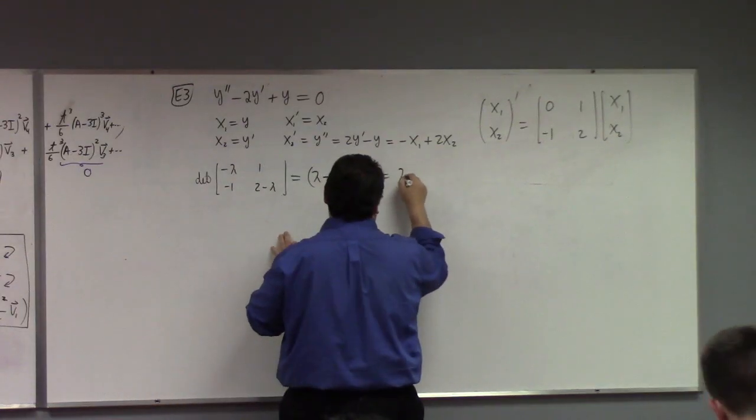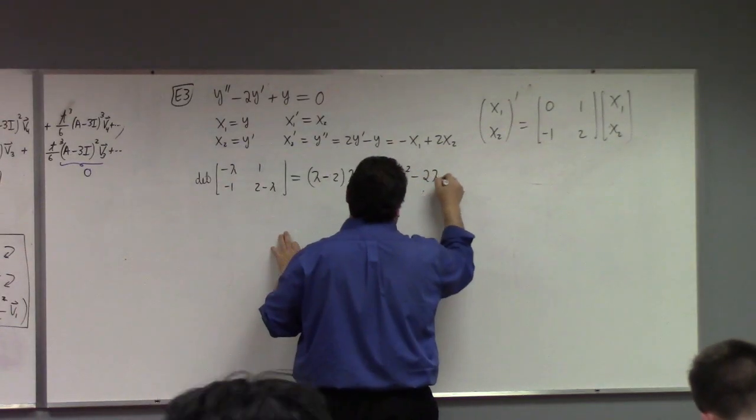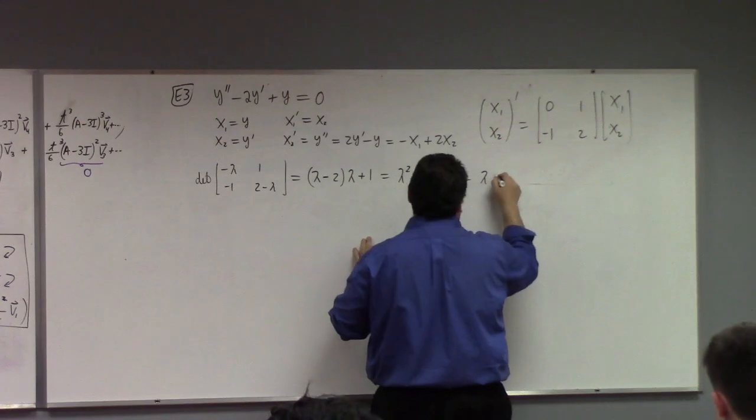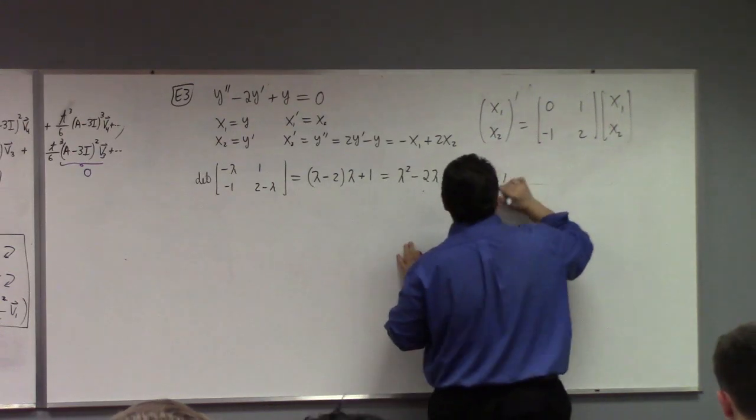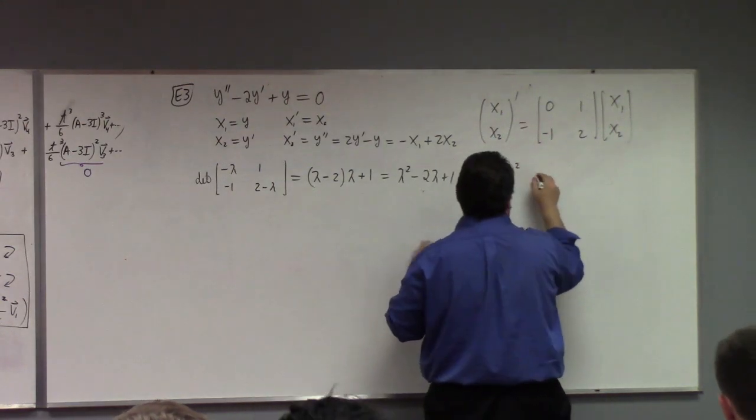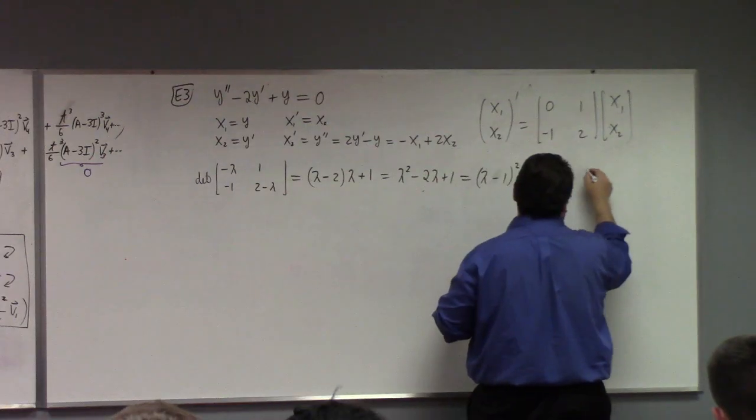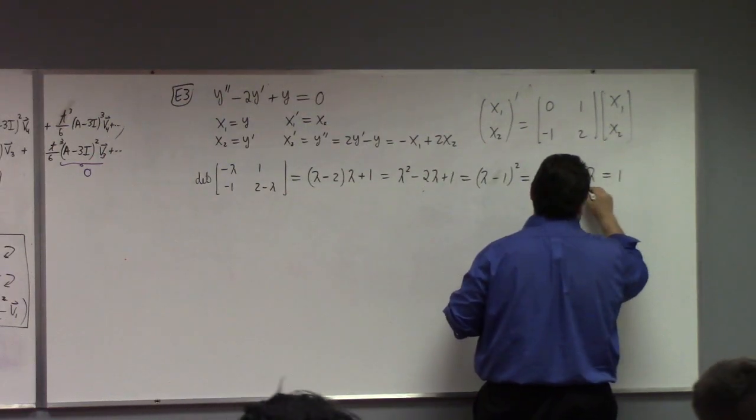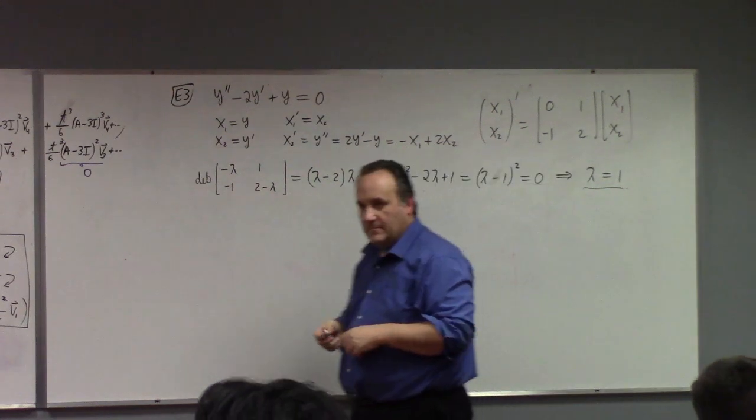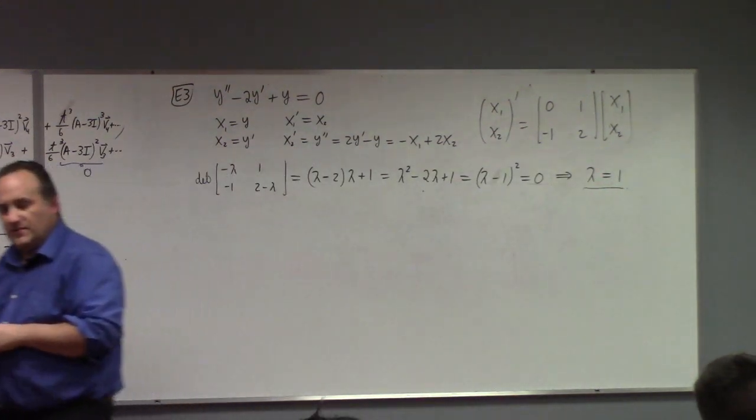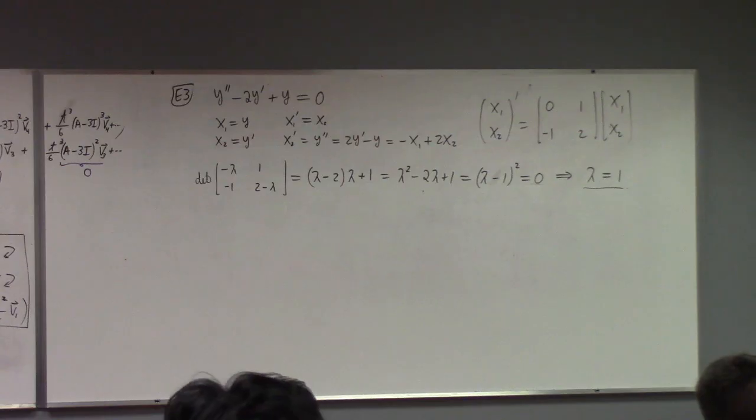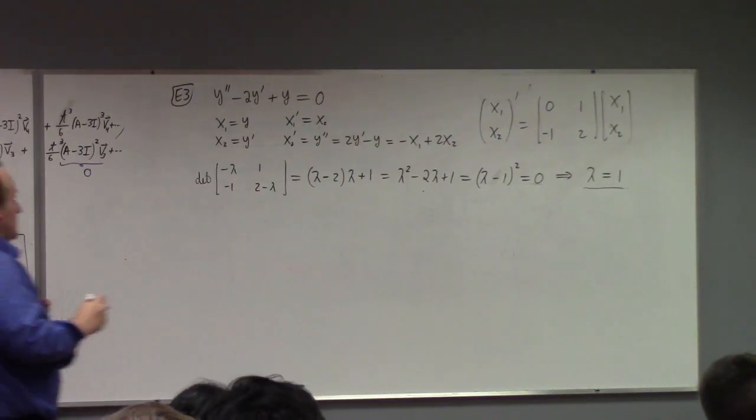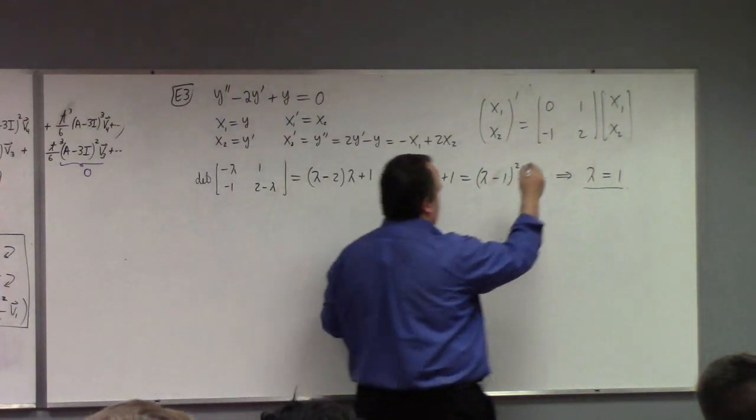Lo and behold, lambda squared minus 2 lambda plus 1, which of course is lambda minus 1 squared. Set that equal to 0. My eigenvalue is simply 1, right? So there's just one eigenvalue. It's 1. All right? And as such, oh, by the way, this is A.